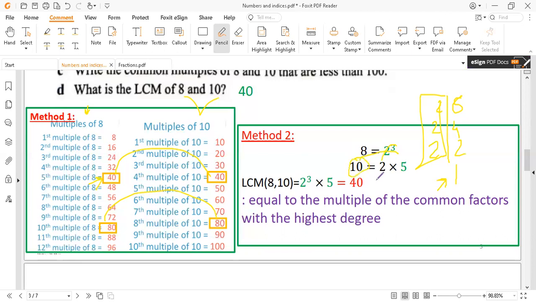And the same for 10. We know that 10 is 2 by 5, and 2 is a prime number and 5 also. So when we want to search for the lowest common multiple, it is equal to the product of the common factors. How do we think about the common factor? Normally, it is easy. It is easy to know.